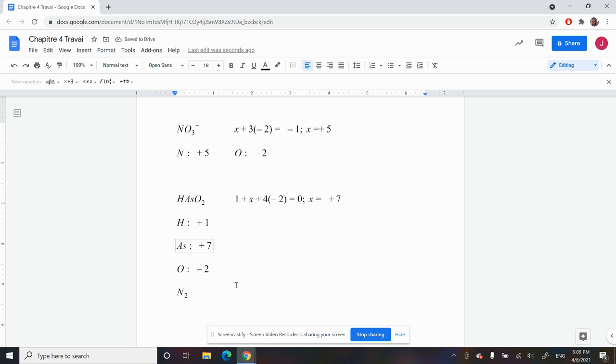And then last one, I don't have to do anything. This is an element on its own, so the oxidation state of nitrogen is just 0.